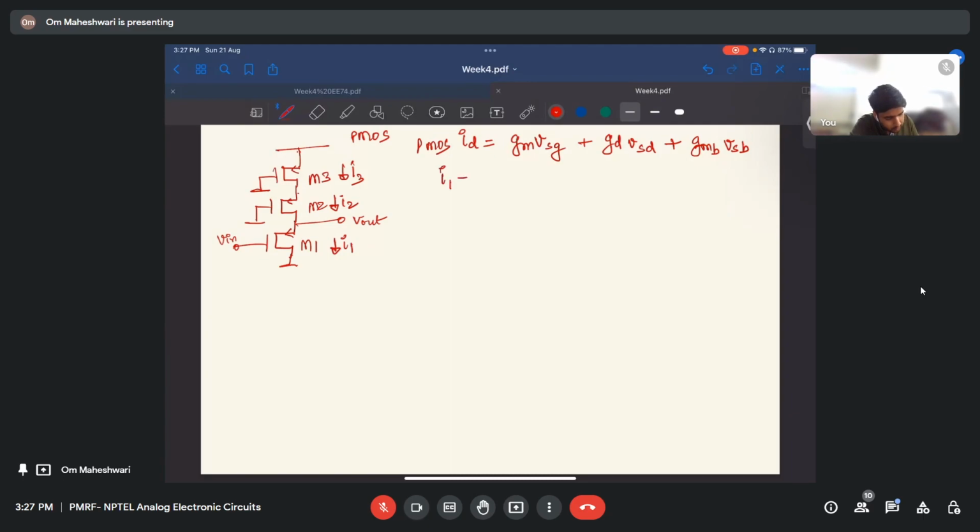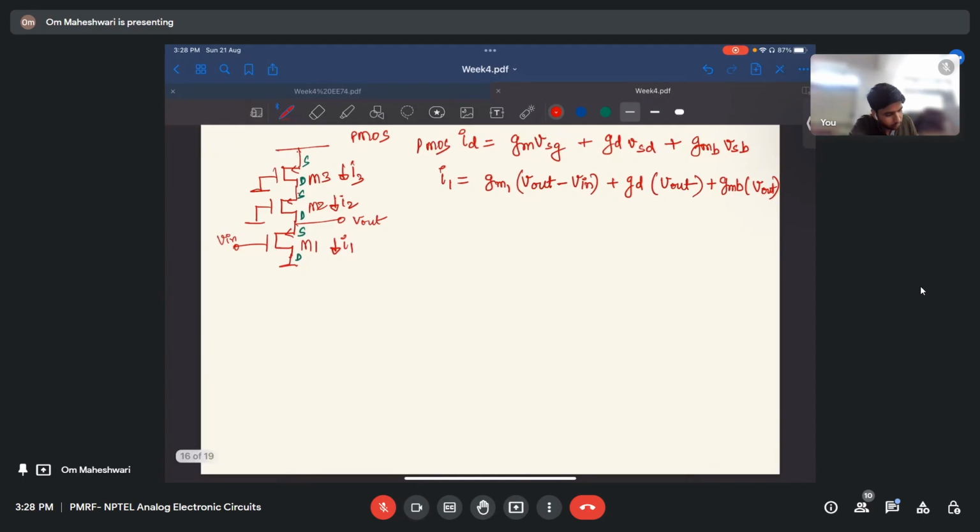So for I1, gm1 times VSG. Here this is source, this is drain. So Vs is Vout, minus the gate, which is Vin, plus gd, where Vs is Vout and Vd is 0, plus gmb. Vs is equal to Vout and the body is at VDD, so obviously VSB will be 0. gmb Vout.